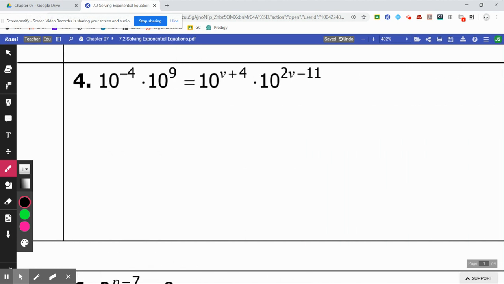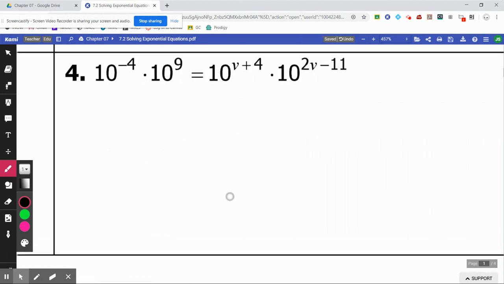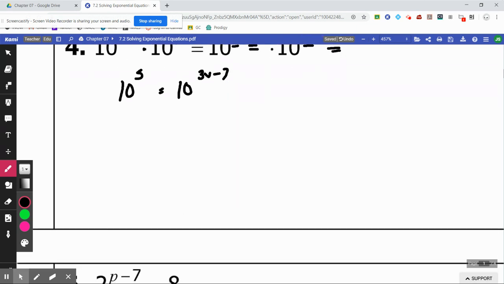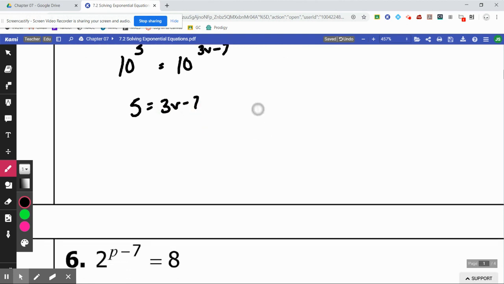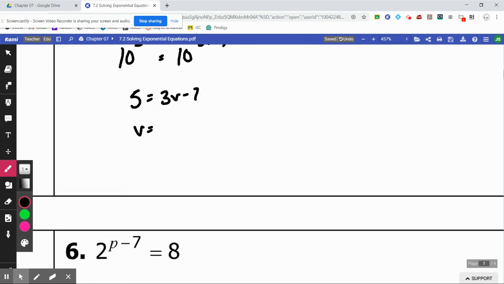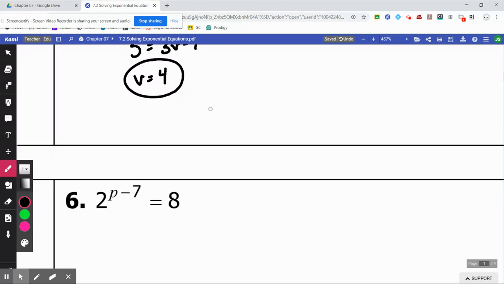Number 4. Again, rules of exponents. 10 to a power times 10 to a power. Add those exponents gives you 10 to the 5th power. The other side, same thing. 10 to a power times 10 to a power. Let's add our exponents. 2v and v gives you 3v plus 4 minus 11 gives you minus 7. 10 to a power equals 10 to a power. So therefore, the only way this is true is if the powers are the same. Add 7, divide by 3, you get v is 4.